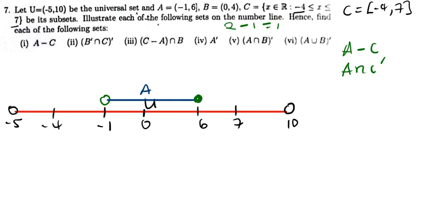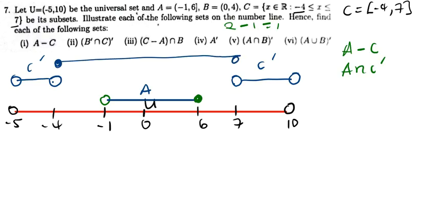C complement. Initially, C is starting from -4 all the way to 7. But because it's a complement, -4 is included, meaning that the complement part of -4 is not going to be included. It will go all the way to -5. That is the first C complement. Another one starting from 7, since 7 is included, then the complement part will not be included all the way to 10. Again, that is C complement. Meaning that from this point here all the way to that point, that is my C complement. But I don't want that line.